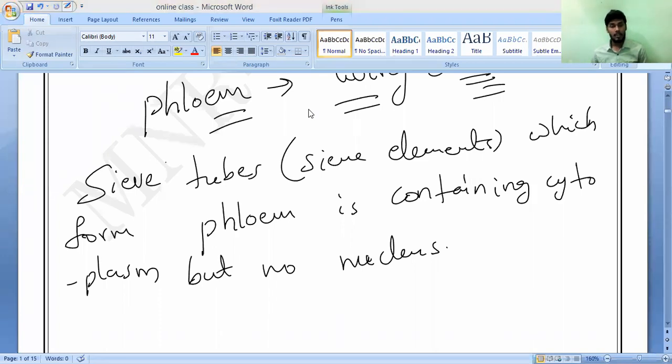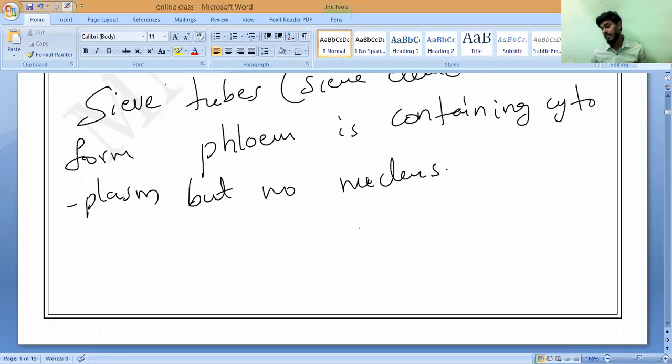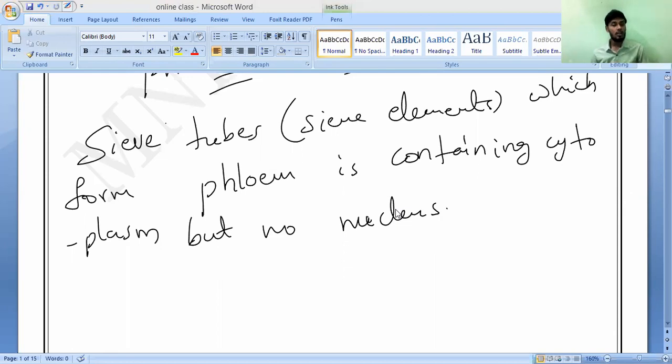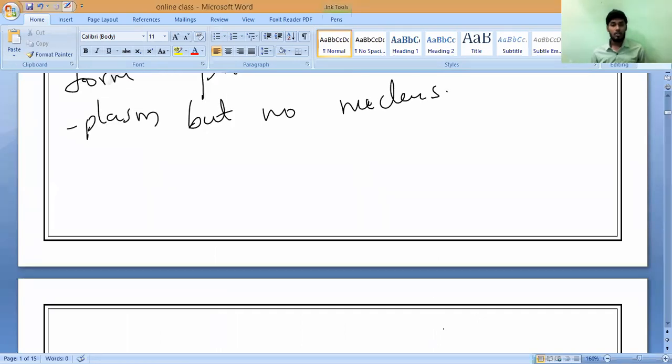Any doubt, Arya, Karthikeyan, till here? So what is the difference between xylem and phloem? By this time you can say what the major difference is. Xylem contains neither cytoplasm nor nucleus, but phloem sieve tubes contain cytoplasm, no nucleus. And also one more difference: xylem is non-living cells, and phloem is living cells. That is what you have to remember. Do you understand, all of you? Yes, sir.